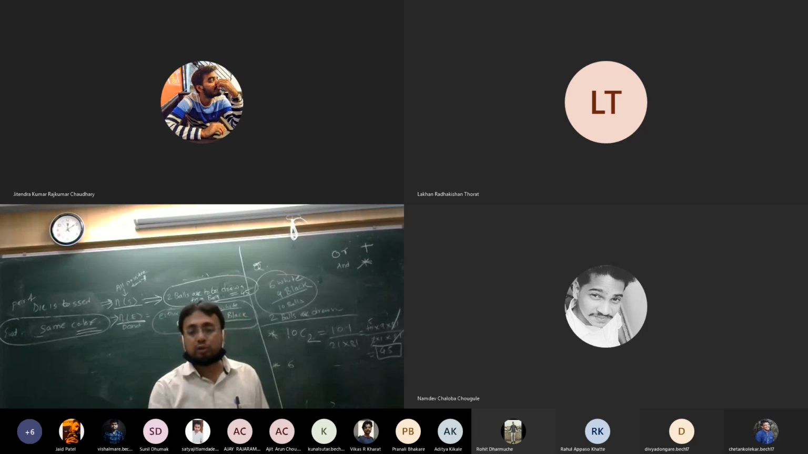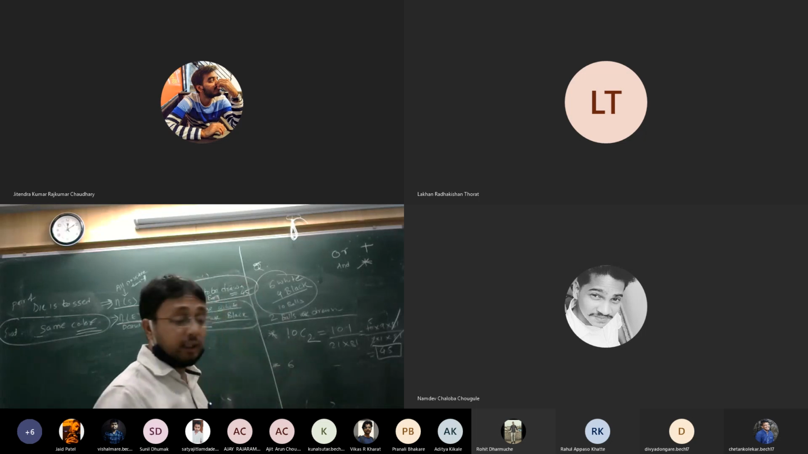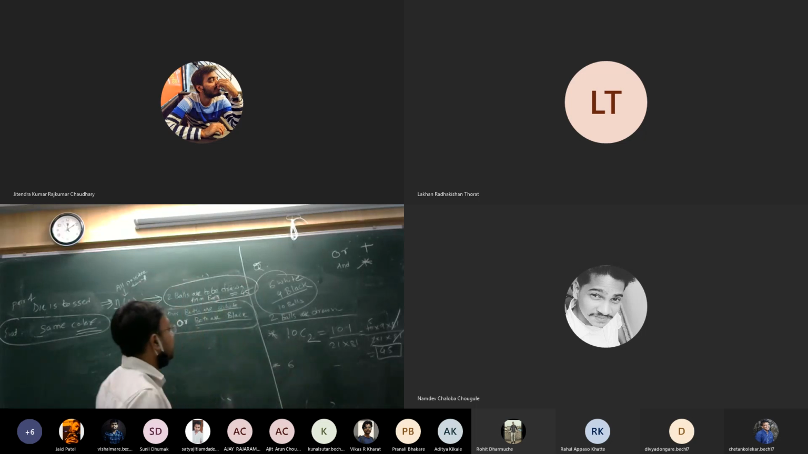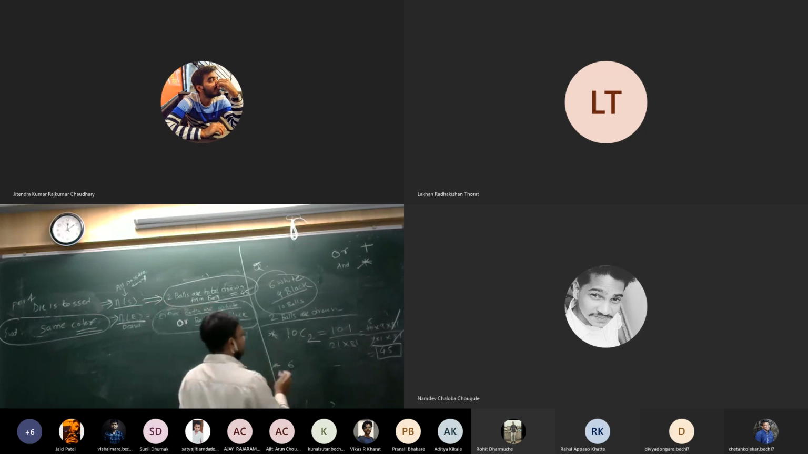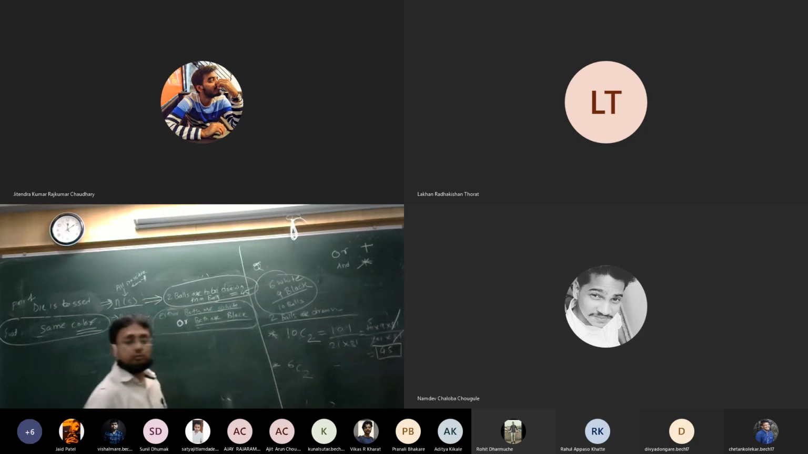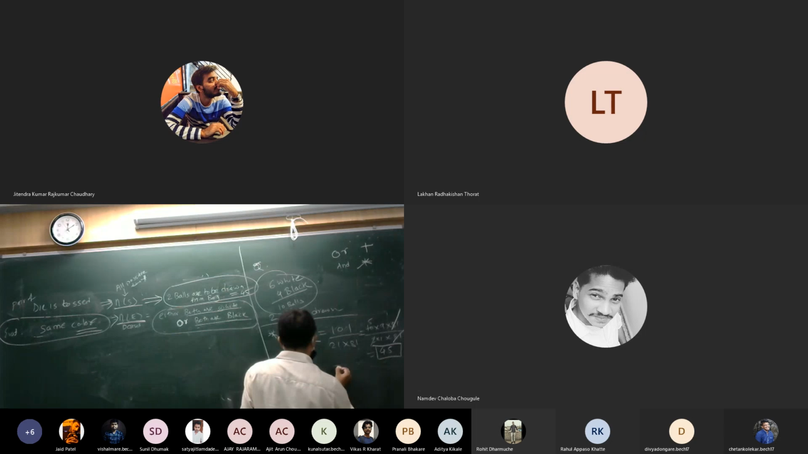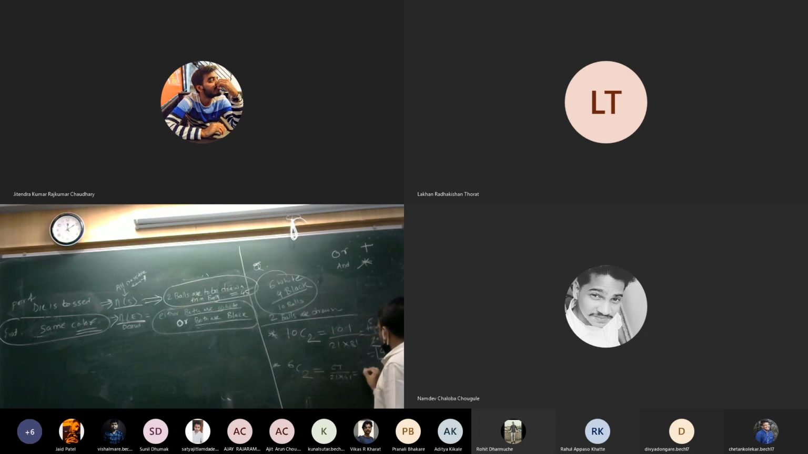We need to choose two white balls. We cannot choose from black. Definitely we need to choose from that particular white ball only. So from the 6 white balls, we need to choose 2. That would be the number of possibilities of choosing white balls: 6C2, that is 6 factorial divided by 2 factorial into 4 factorial. That we have seen. 6 into 5 into 4 factorial divided by 2 into 4 factorial.